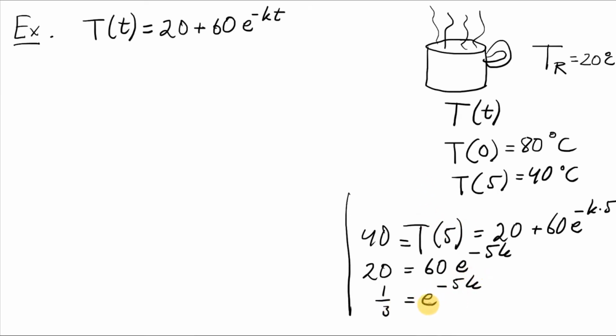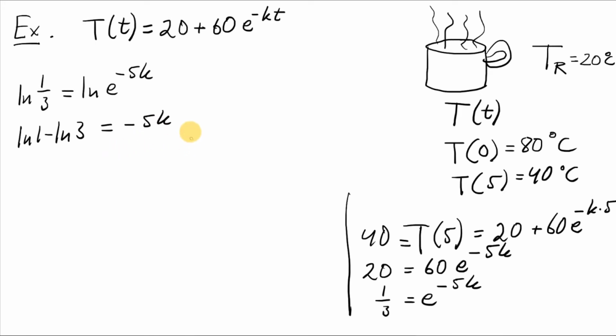If you take the natural logarithm on both sides, then we see that this becomes ln1 minus ln3 due to one of the logarithmic rules for division. And here ln and e cancel. So if you're unsure about these things, you have to repeat your logarithms. This is just now 0. So this is minus ln3.